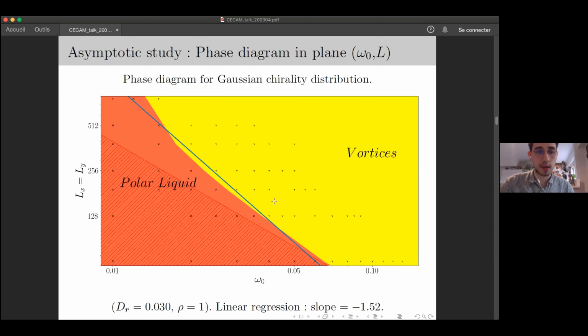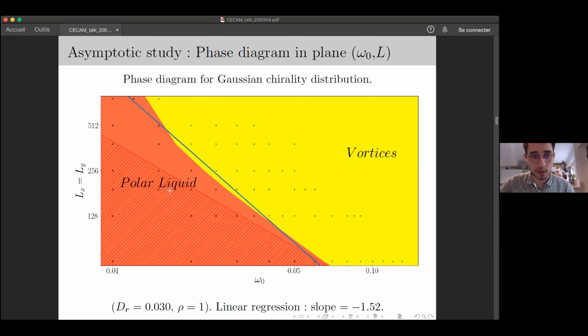So up to now we have worked at a fixed system size. So we did an asymptotic study with the system size to see how the transition will evolve. All the previous results have been done at the system size 128, so this line. Here we have fixed the noise at a transition between polar liquid and vortices, and we have changed the system size. We can see that when we increase the system size, the value of chirality where the transition occurs will decrease as a power law. It means that in the limit of infinite system, there is no polar liquid phase.